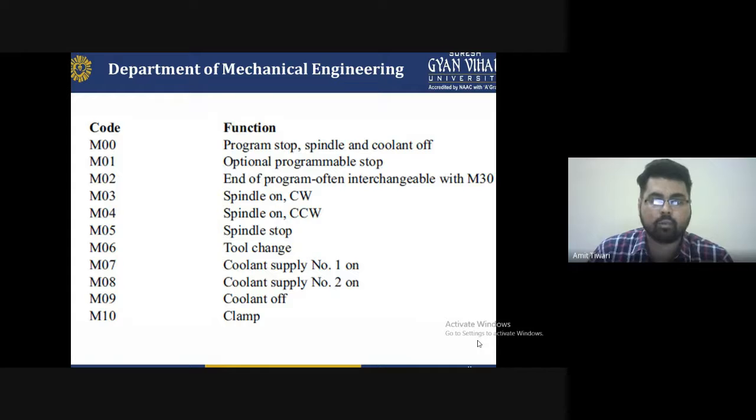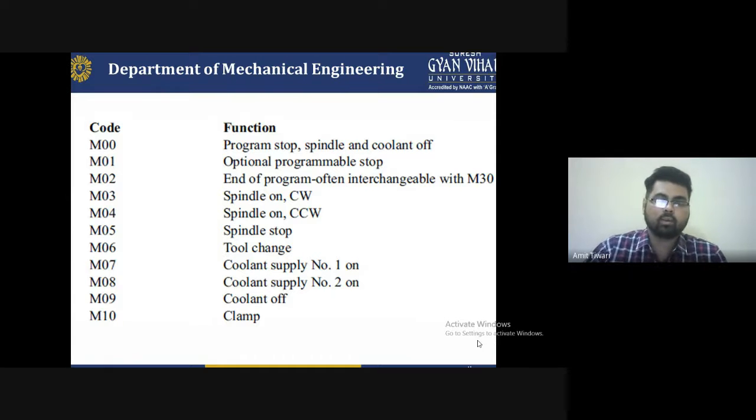There are three types of spindle functions available. The first is if you want the spindle on in the CW direction, you put M03. M04 is used for the spindle on in the CCW direction, and M05 is used for spindle stop. These are the workings of the different spindle functions, and if you want to change the tool, you have to use M06. Now another one is coolant supply number 1 on. There are two types of coolant supply, section 1 and section 2. Section 1 uses M07, and section 2 uses M08. After the work is completely done, you have to stop the coolant, and the off command is M09.